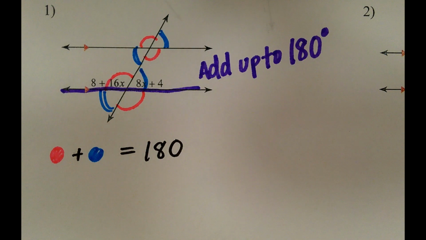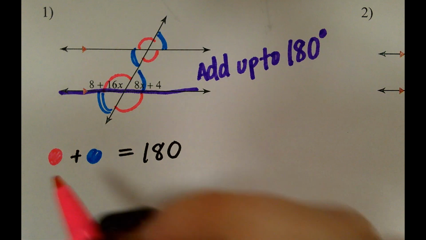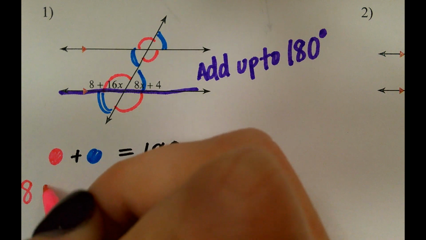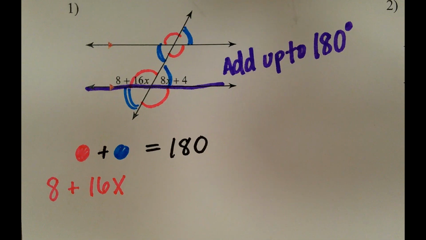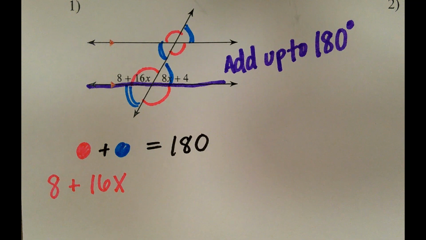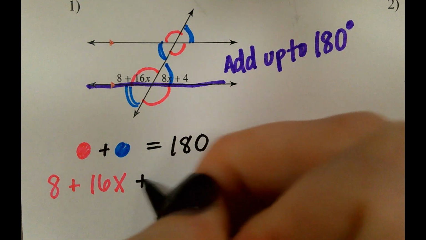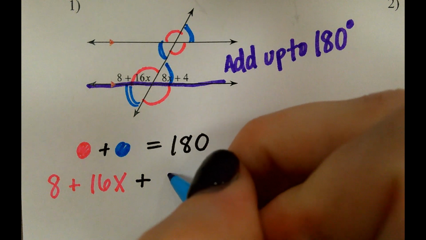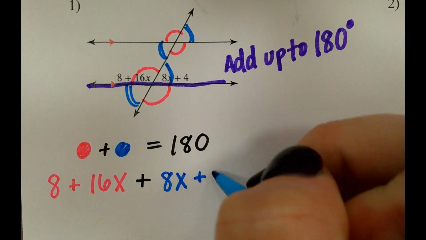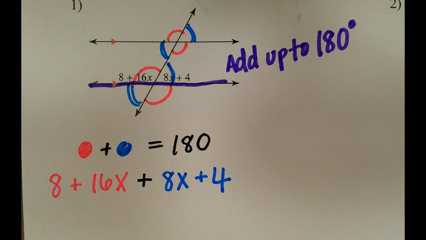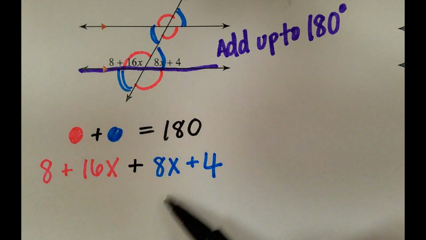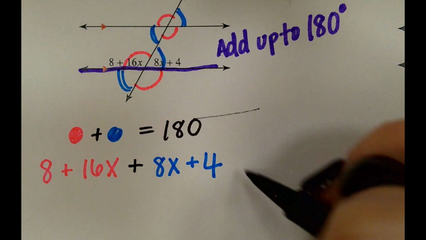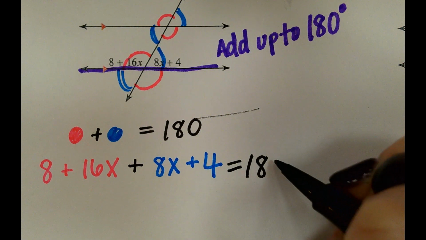So we're going to replace pink with 8 plus 16x. And we're going to replace blue with 8x plus 4. And we're going to bring down everything else. We brought down that plus sign, and we know we're going to bring down that it's equal to 180.